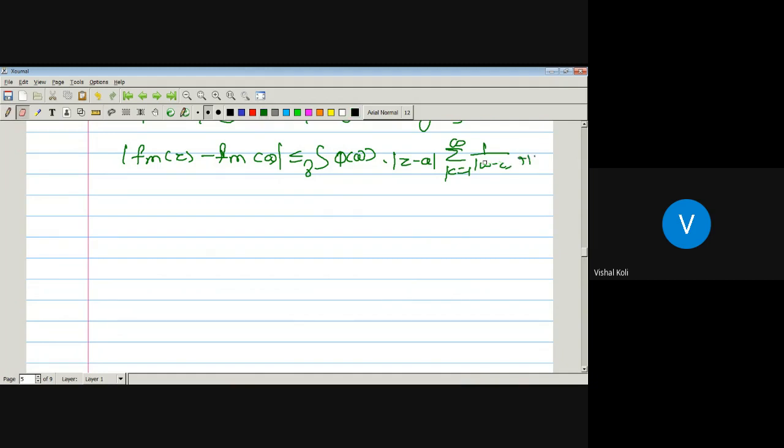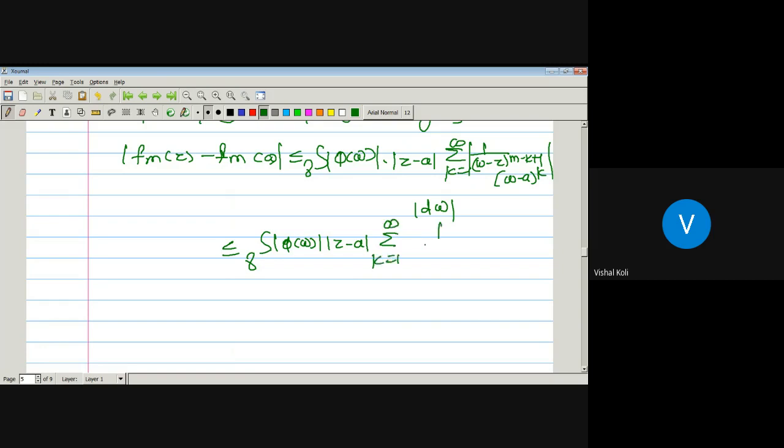Actually it is nothing but modulus of this one. But modulus of this one is nothing but, to the power M minus K plus 1, into W minus A to the power K, into its modulus, into modulus of dW. Okay, that can be written as integral over the curve gamma modulus of phi of W into modulus of Z minus A into summation K running from 1 to infinity.